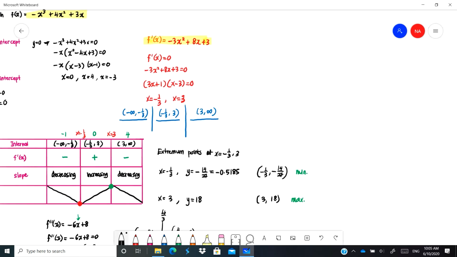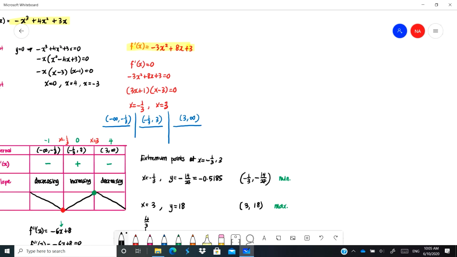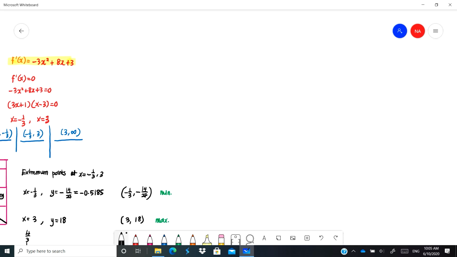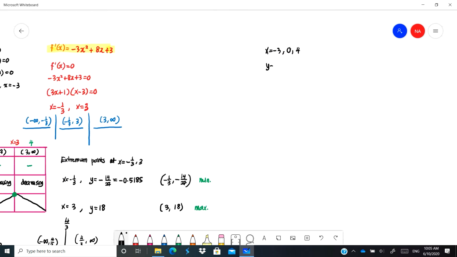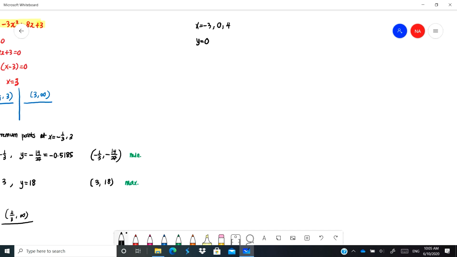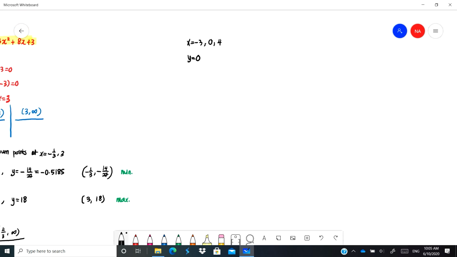So we'll have x = 0, -3, and 4. All these are the x-intercepts. Then we'll have the y-intercept, which is given by 0. And then we have the maximum and minimum points, which are given by these values.